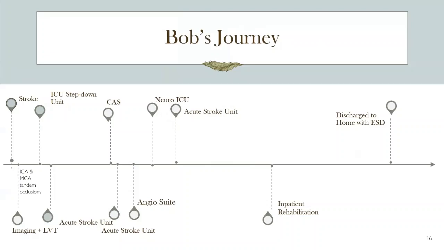So Bob presented with a right ICA and MCA M1 tandem occlusion. His symptoms included left arm and leg weakness, left-sided facial droop, and dysarthria. He received endovascular thrombectomy and had successful recanalization of his M1 occlusion. 24 hours after his intervention, EVT, his CT was clear of hemorrhage, and the team started him back on his home dose of apixaban. He was admitted to the acute inpatient stroke unit for neurosurgical evaluation for carotid revascularization, and they recommended doing a stent in 5 days' time.